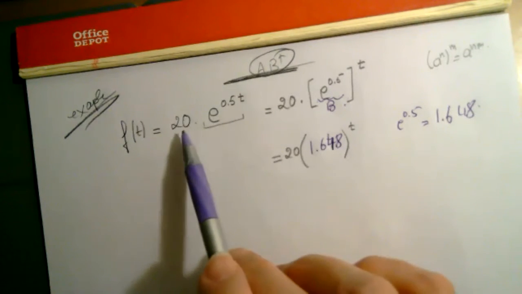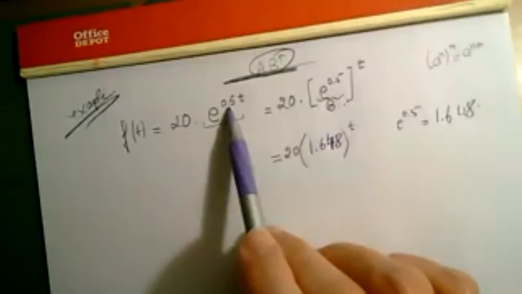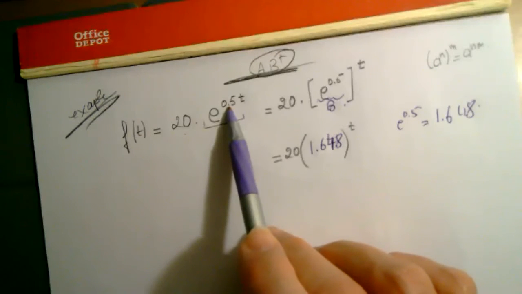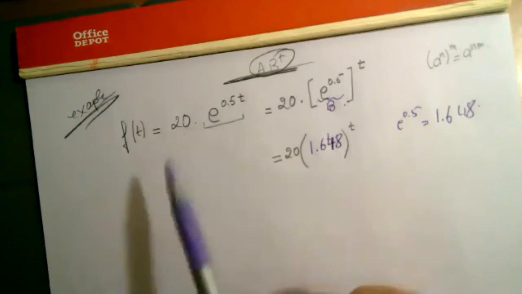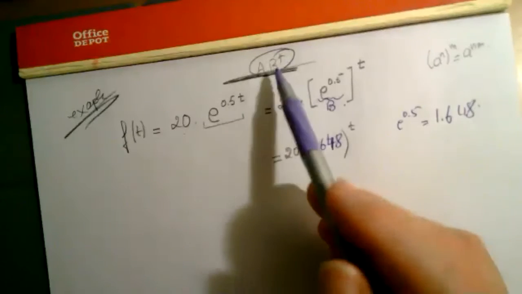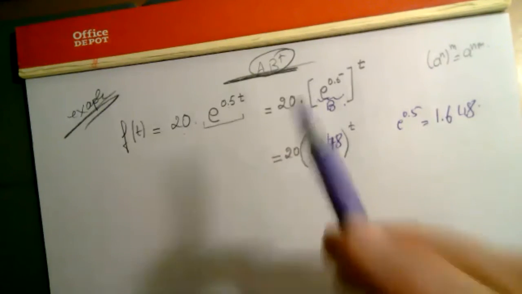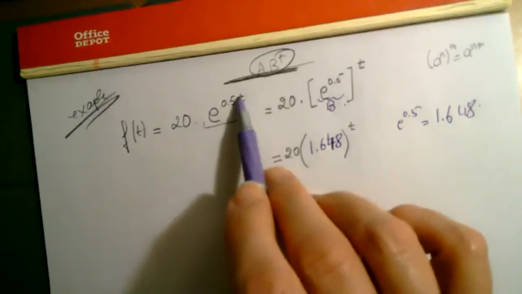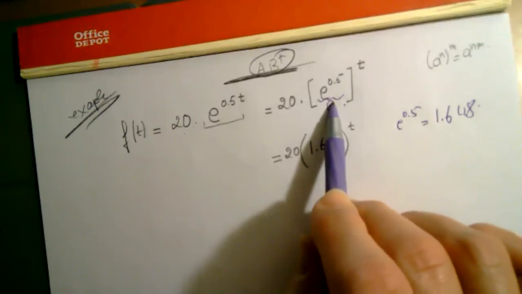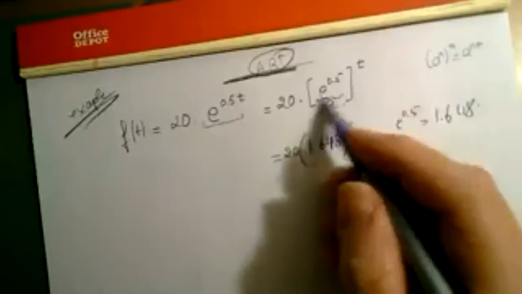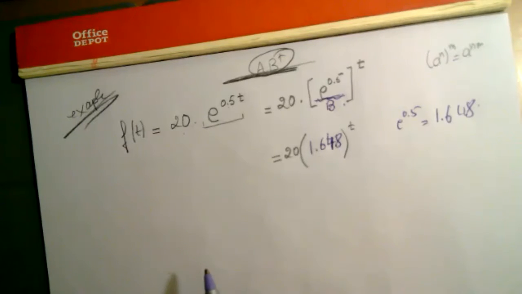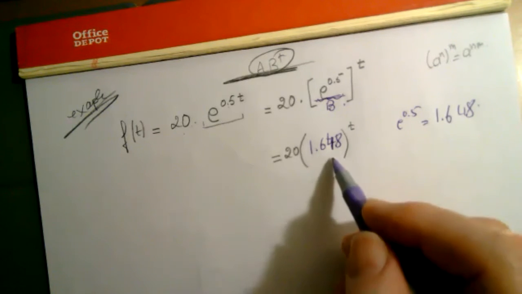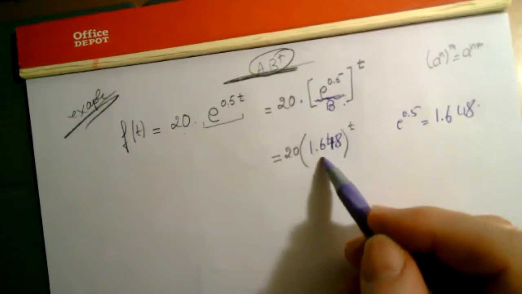So if somebody wrote the exponential function for us in this format, the question would be, what does it mean for us? How can I rewrite it as a times b to the t? So we play this game: e to the 0.5t, I rewrote it this way. Now this would be my b, 1.648. Now, the benefit of that is that now I know what the rate is.